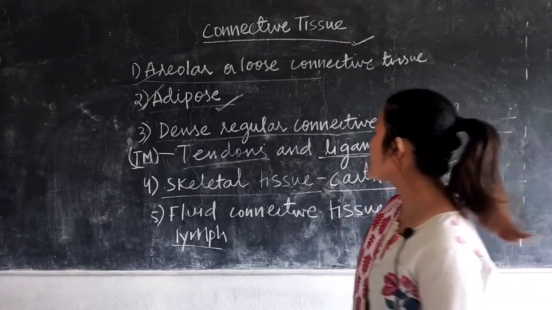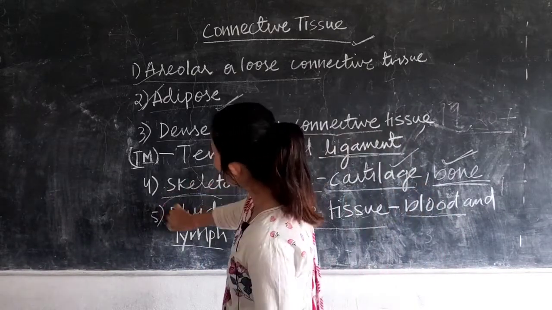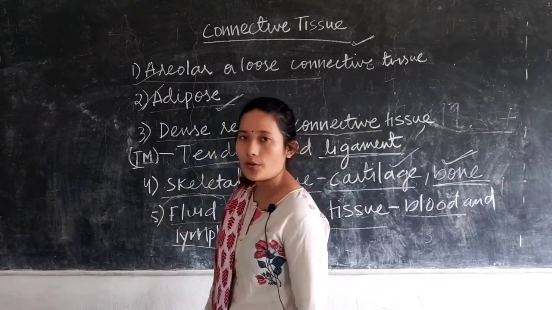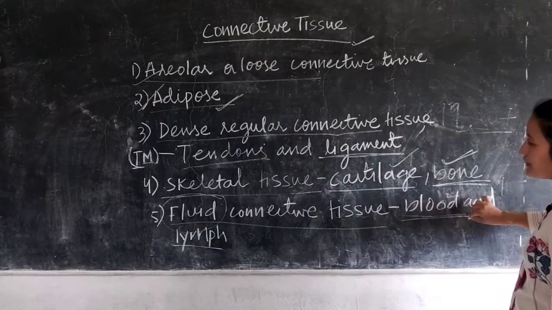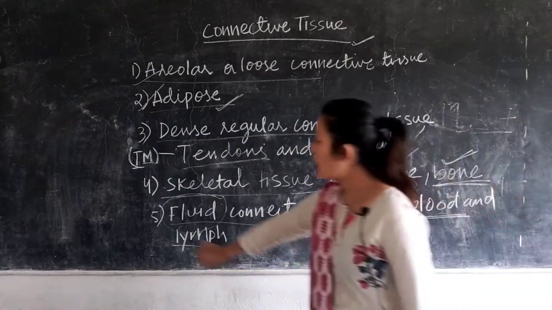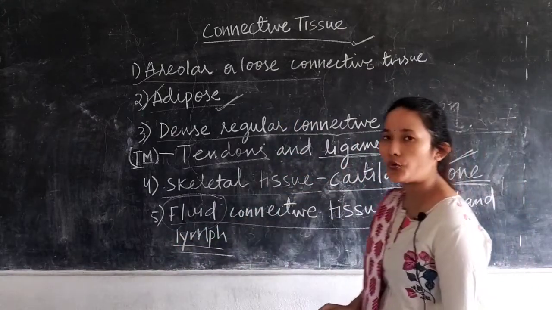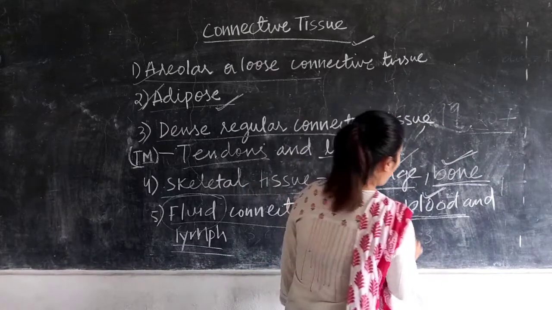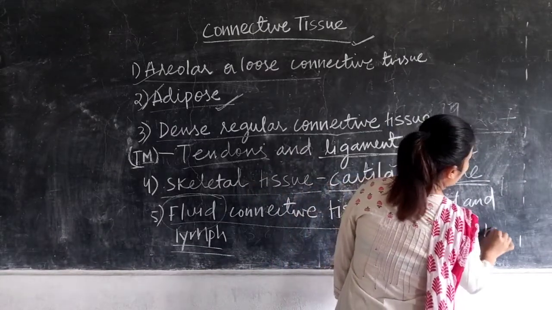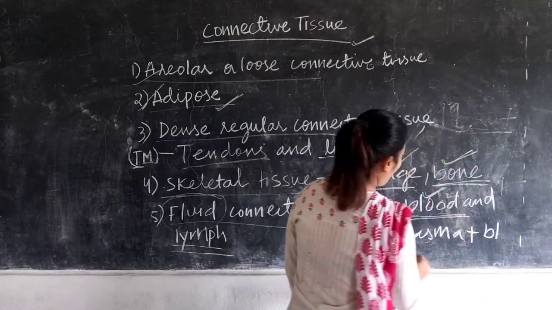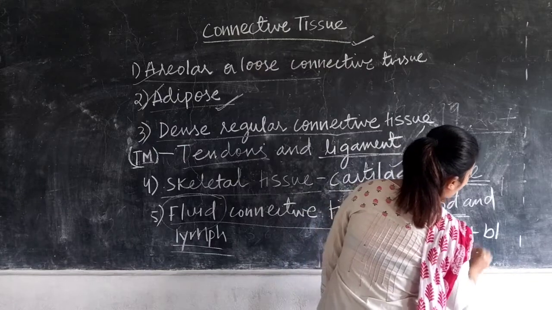Okay. Now next, coming to the fluid connective tissue, the name itself suggests that it's in a fluid form. But it helps in connecting your body. So two types of fluid connective tissue would be your blood and lymph. Now if we discuss the blood, we all know that blood is made up of plasma and blood cells.